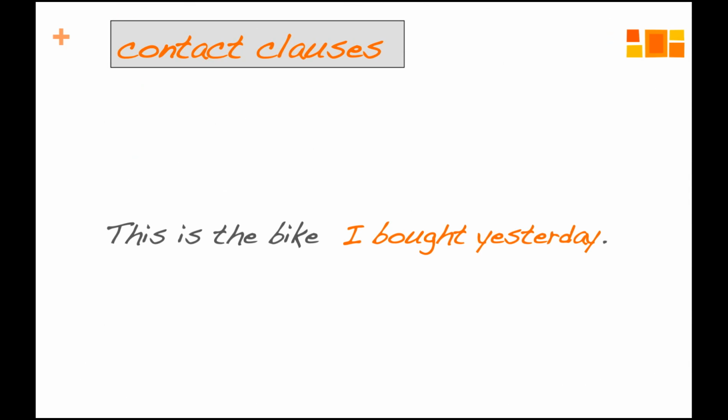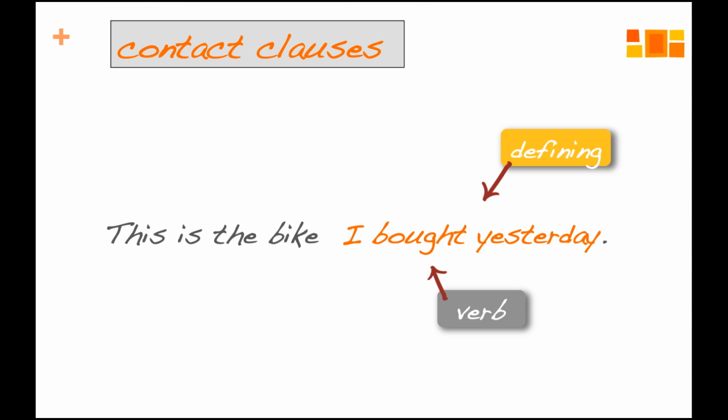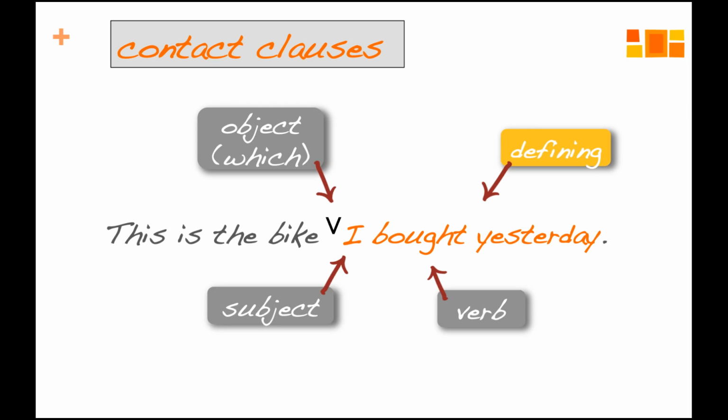This is the bike I bought yesterday. What have we got here? We've got a defining relative clause, no comma. The subject-verb combination of our relative clause is "I bought". So the left out pronoun here is "which". And it is the object, of course, because the subject is here. This is the bike I bought yesterday. "I bought yesterday" is a contact clause. Leave out the object.